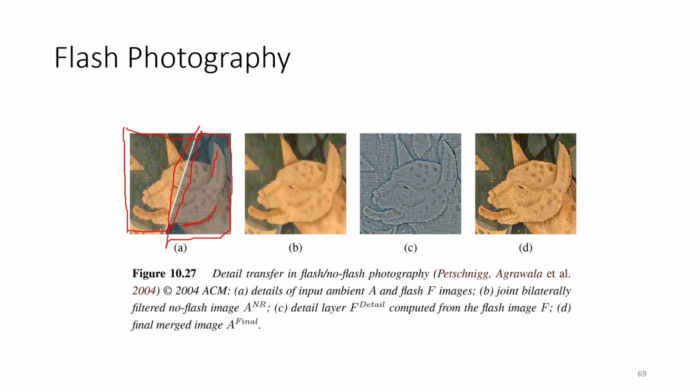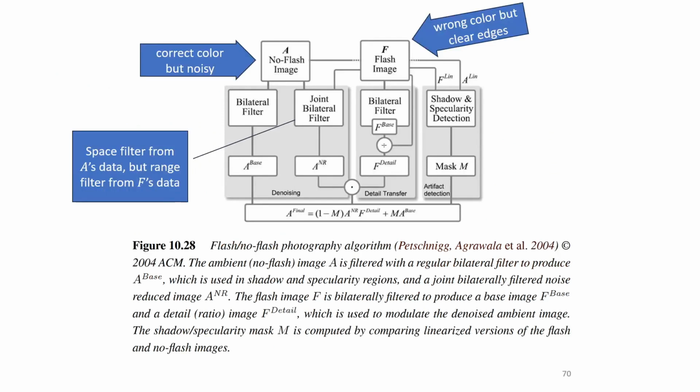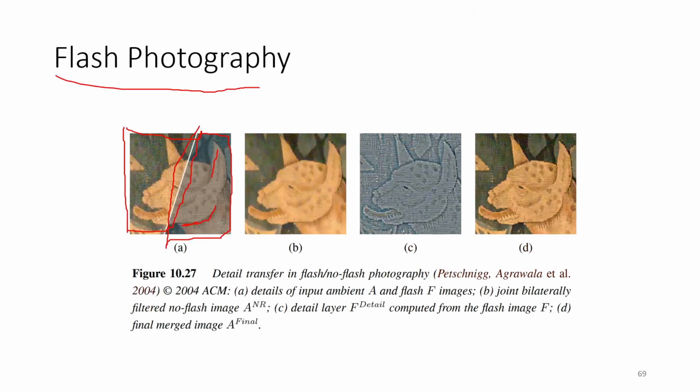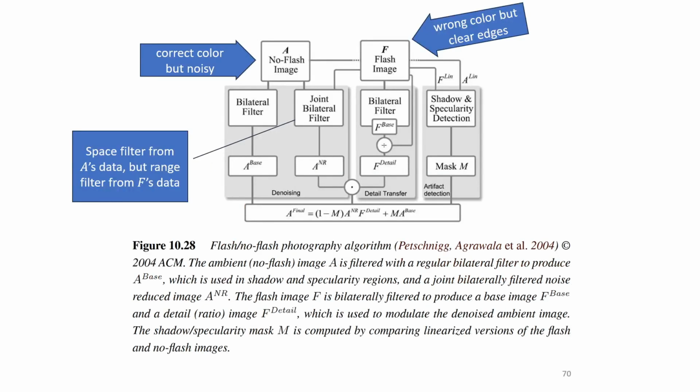This is called flash photography. Okay. So here we use a bilateral filter. Why? Let's see here. This is the image A. A means this part. And this is F. So here we use a bilateral filter. And they have a joint bilateral filter.